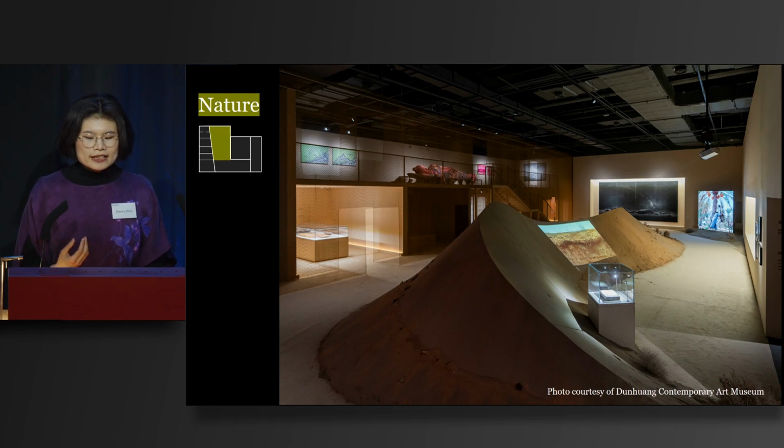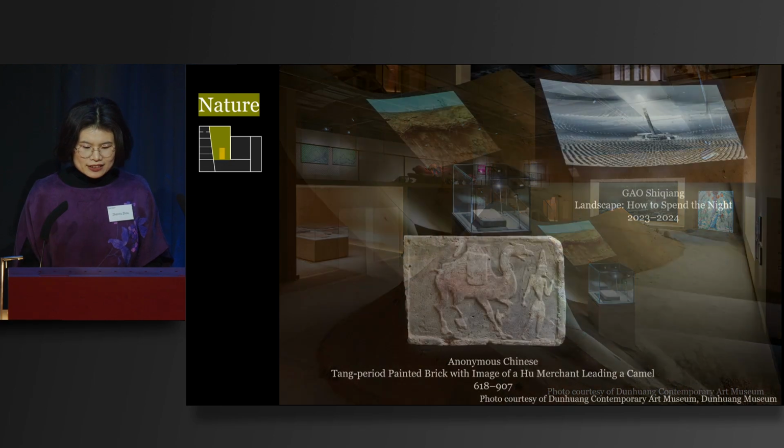After this historical encounter with the records of Dunhuang, we're entering into a large space. First is encountering what we see there: a large installation, irregularly shaped sand dunes representing the landscape and Gobi deserts.